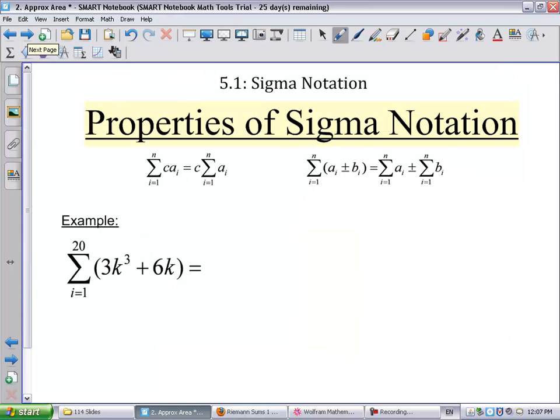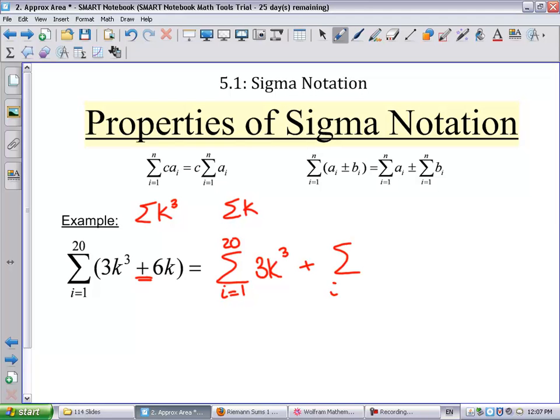Okay. So for an example, if we wanted to add up the sum as i goes from 1 to 20 of 3k cubed plus 6k, then we want to try to make these look like the sum of k cubed and the sum of k, because we know how to find those answers without adding anything up. And the way we do that is to first split it up over the addition sign. So we're going to get the sum as i goes from 1 to 20 of 3k cubed plus the sum as i goes from 1 to 20 of 6k.